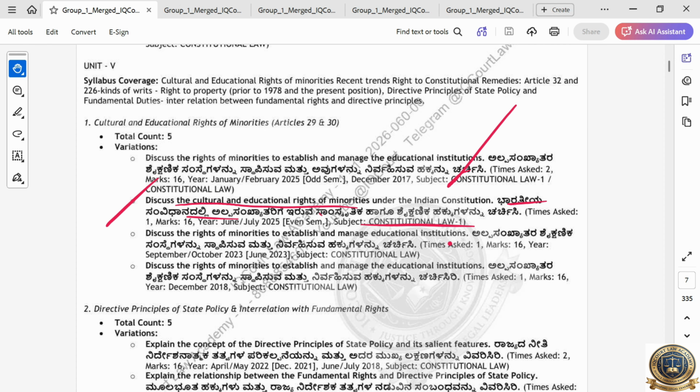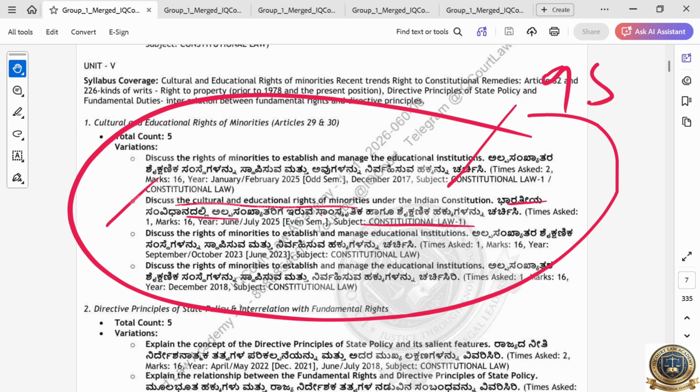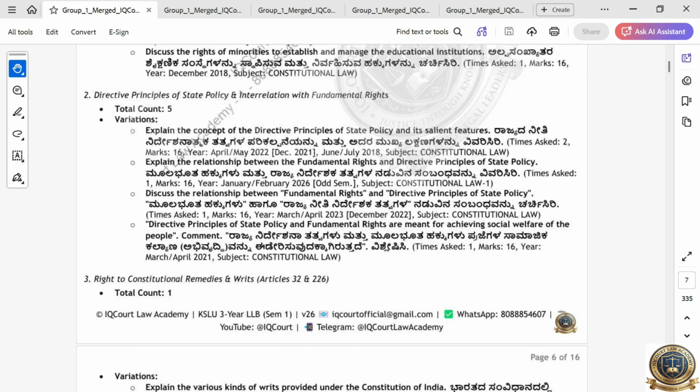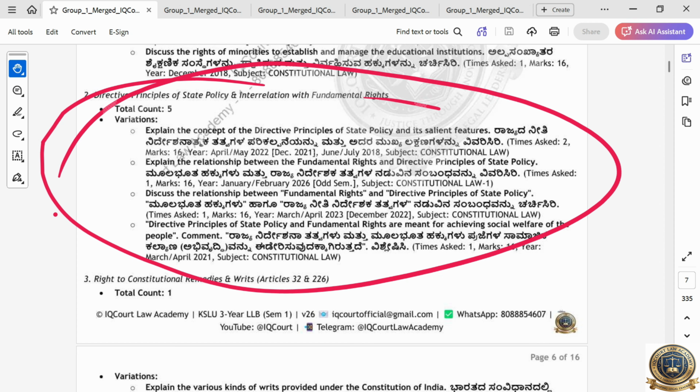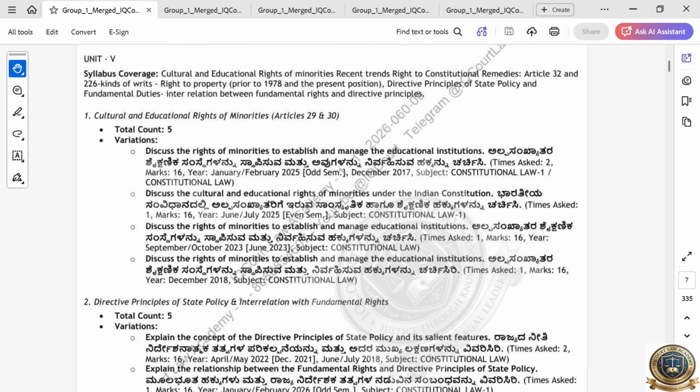Discuss the rights of minorities. This is a different way they will ask. This is a 95% important question. And this one is directive principles. See, this one is, I would say, a 99 to 99.5% important question. So this is very, very important. This question on DPSP is very, very important.